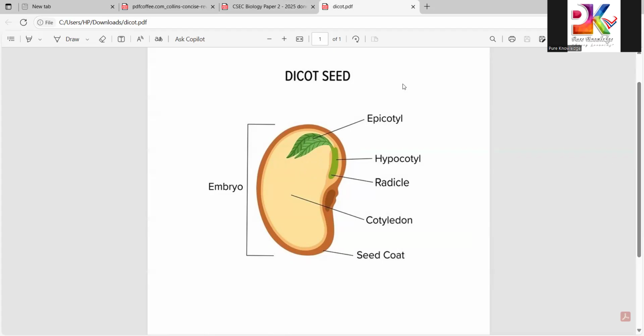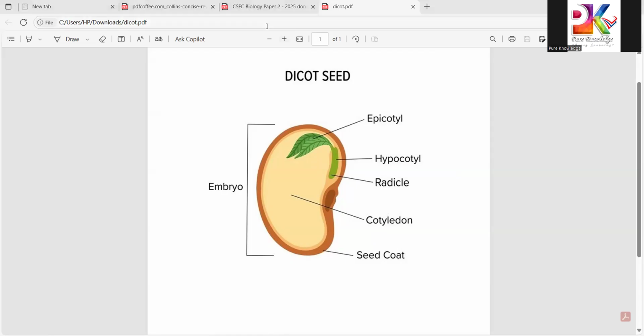So we look at this, and you should have the epicotyl and the hypocotyl, and the epicotyl basically turns into the shoot. We have the seed coat, we have the cotyledon, and we have everything as the embryo. So anything along this avenue should be correct.